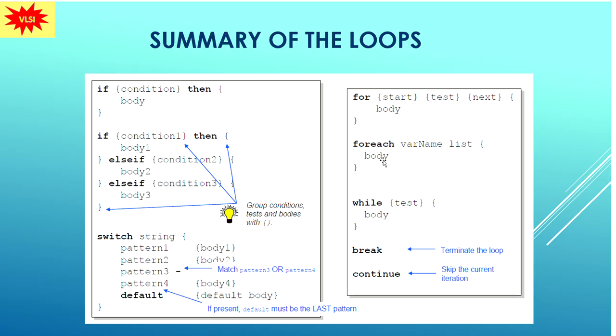So the same command is getting executed for the three fruits that were present in my list, because this var name takes their names one by one and executes this body on those particular values. Now the while command. So while is basically used when you want your loop to be stopped after achieving some condition.